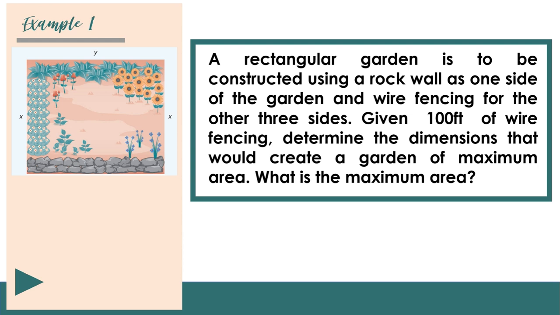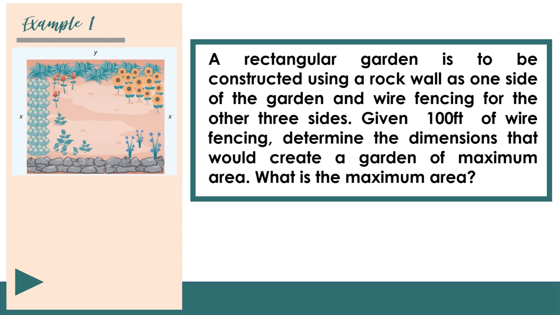A rectangular garden is to be constructed using a rock wall as one side of the garden and wire fencing for the other three sides. Given 100 feet of wire fencing, determine the dimensions that would create the garden of maximum area. What is the maximum area? So take note, what was asked in this problem are the dimensions of the garden and, at the same time, the maximum area of the garden.